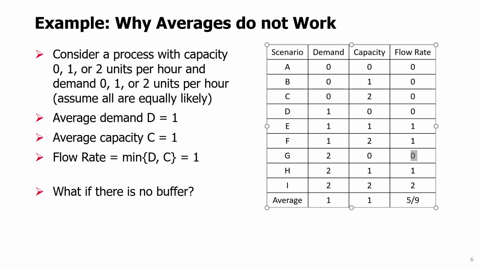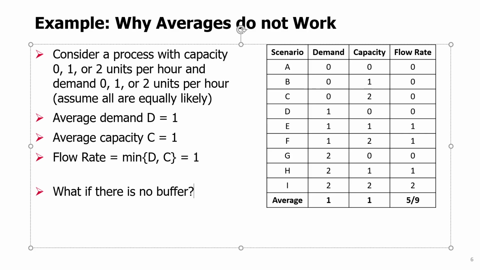So in fact, the flow rate on average will be 5/9, a little bit more than 50%, and therefore we are going to lose some demand. So flow rate is not going to be equal to 1. If buffer equals 0, flow rate, as we calculated in the table, is 5/9.